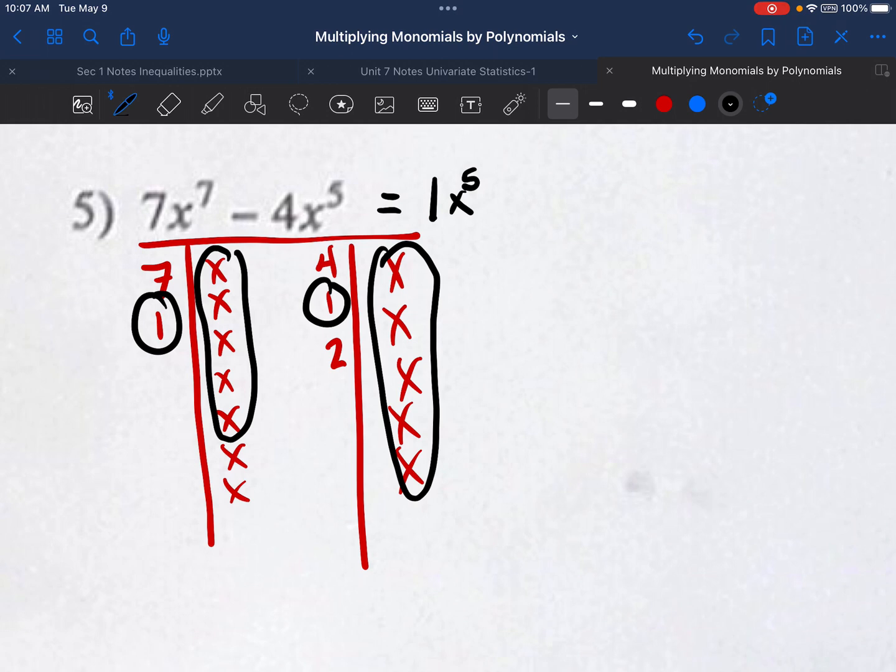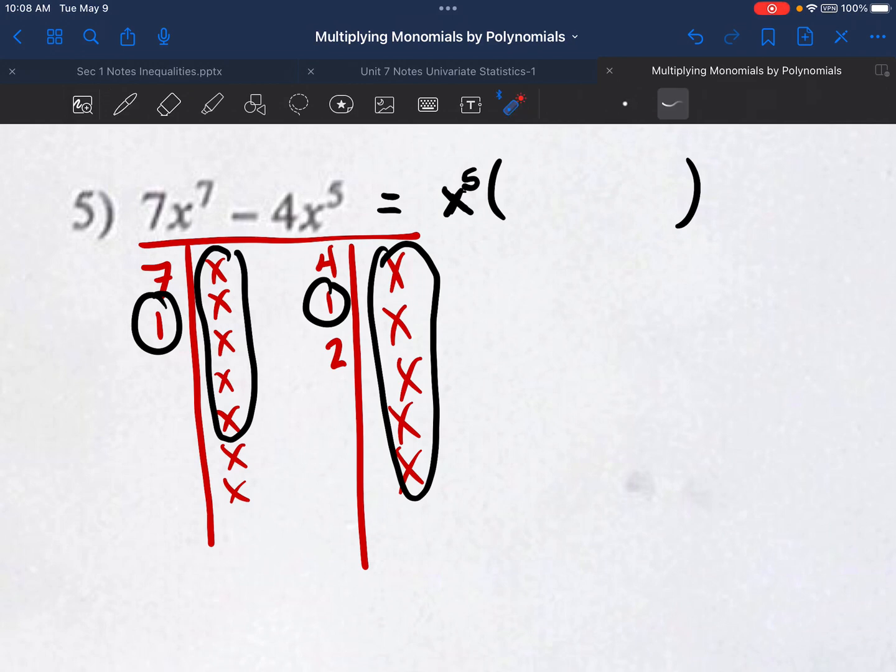Now, hopefully some of you have noticed, Miss Gunther, 1 times x to the 5th is the same as just x to the 5th. Anything times 1 is just itself, so that 1 didn't change anything. So if I wanted to simplify this as much as I can, I would write it just x to the 5th, and I wouldn't put the 1 in front. If you do want to leave the 1 in front, that's fine.